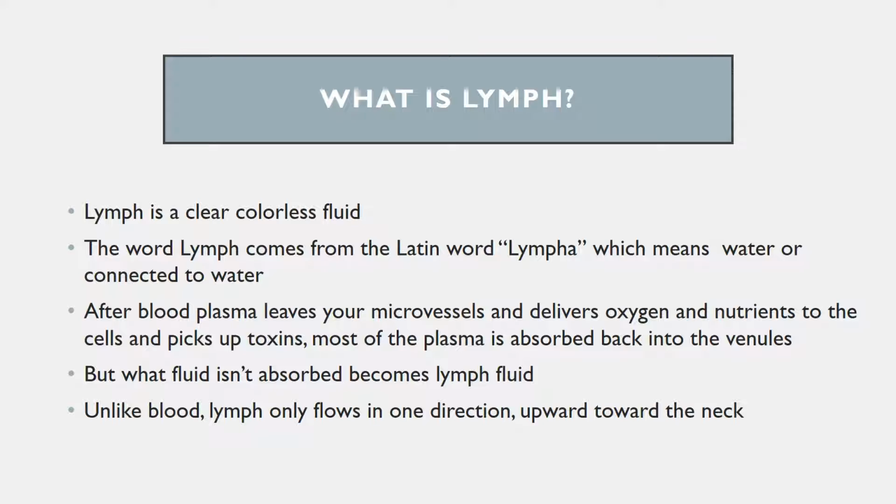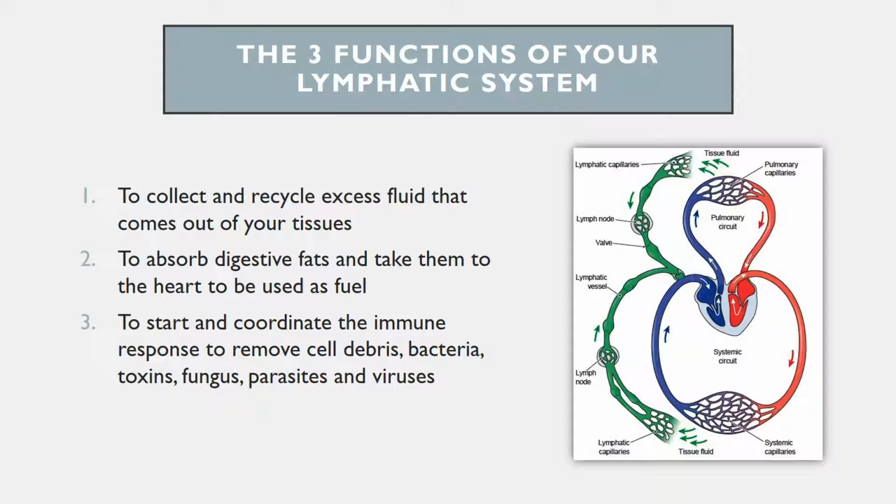But unlike blood, lymph only flows in one direction. It flows upward toward the neck to be deposited just before it gets into your heart. Lymph fluid is carried around by what is called your lymphatic system. And there are 3 main functions of your lymphatic system.